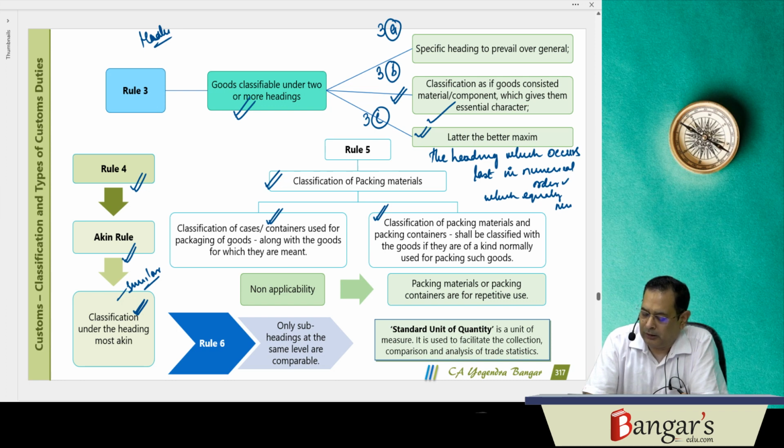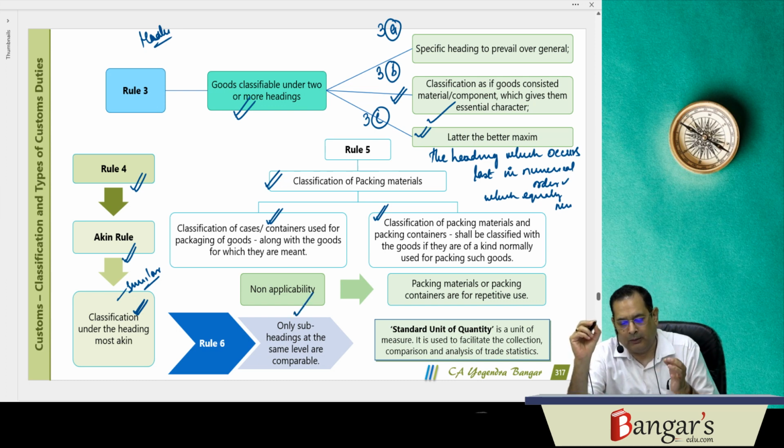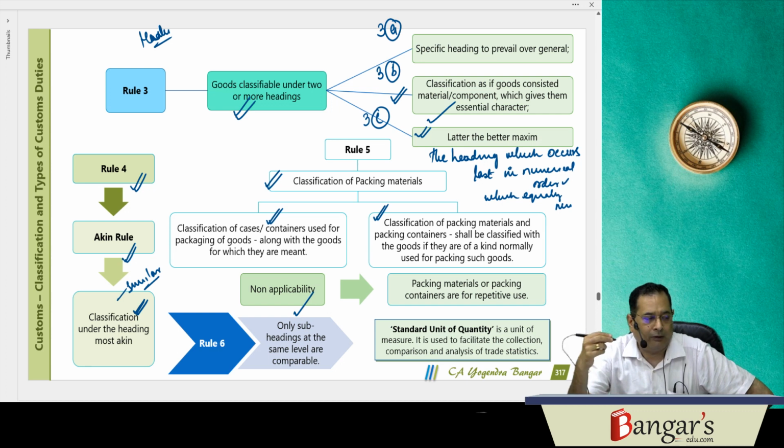Besides this, for packing materials or packing containers which are for repetitive use, this rule will also not be applicable. So fundamentally, if any cases are made for a particular type of goods, they will be classified along with those goods, such as musical instrument case, drawing instrument case, etc.